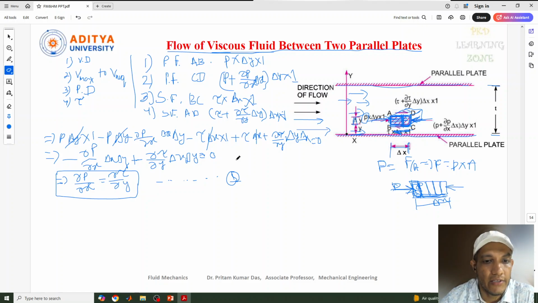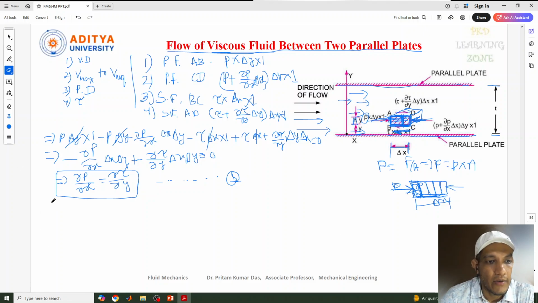Now these things are very easy to understand. I have just taken one value to the right hand side, and both minus signs cancel. After that I cancel delta x delta y on both sides, or else you can divide by delta x delta y. So we get minus del P by del x equal to minus del tau by del y, minus minus cancelled, so del P by del x equal to del tau by del y. Okay, now we will start the derivation.